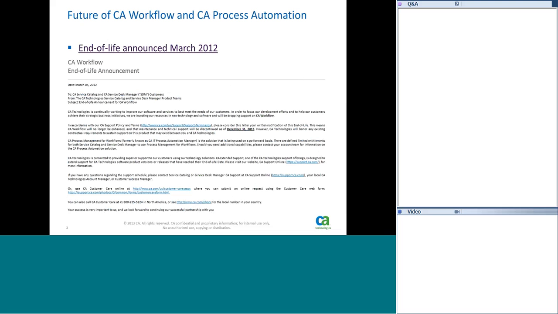Okay, so to start, the future of CA workflow and process automation. Our product management team sent out an end-of-life announcement in March 2012 for CA workflow. Within this letter, they have identified the date of December 31st, 2013, on which CA workflow reaches end of life. End of life really means just that. It's the end of its life. So there will be no further enhancements to CA workflow, no patches, no enhancement requests, nothing along those lines.